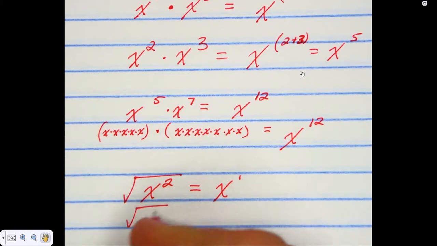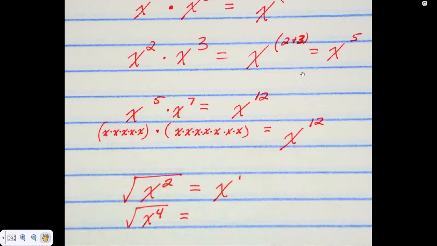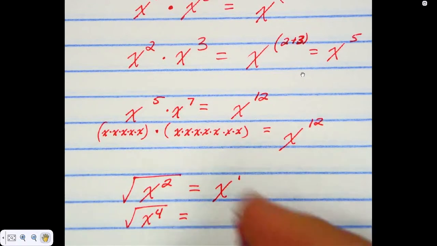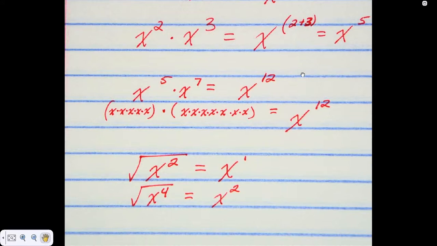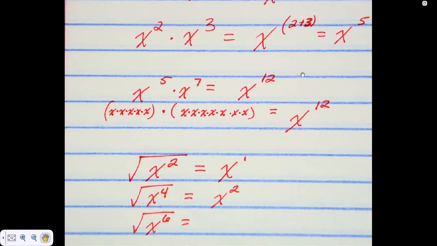You know what the square root of x to the fourth is? X to the second, because x squared times x squared is what? X to the what? You know what square root of x to the sixth is? 3. No, that's not 3. Well, x to the third power. There we go. It's x to the third power. It's not even remotely close to the same thing. But I understand what you meant.